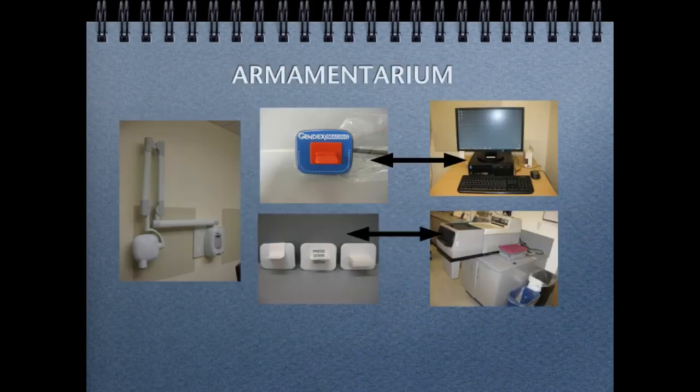Next, we have some of the armamentarium. So first we need to have a dental radiography unit. This is where X-rays are actually produced, and by our expertise, we are going to then have radiographic images, but we need to have a dental X-ray unit, and this is a wall-mounted unit.